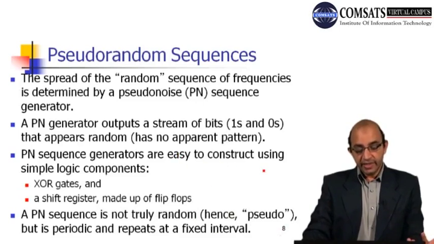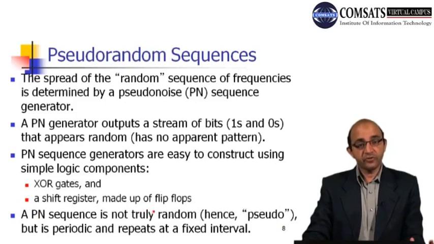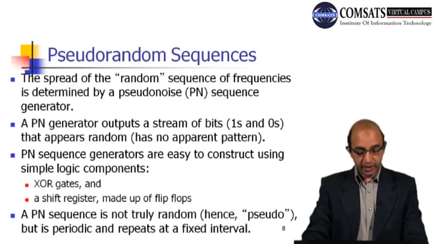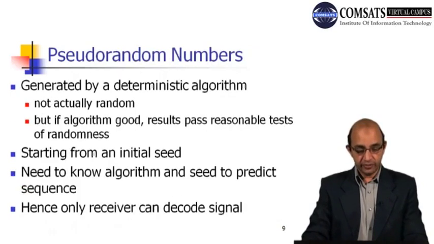Sequence generators are easy to construct using simple logic components. So we can use XOR gates and a shift register made up of flip-flops. A PN sequence is not truly random, so that's why we are saying pseudo random, and it's periodic and repeats at a fixed interval of time.